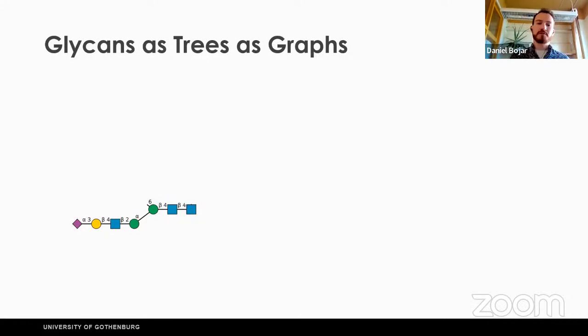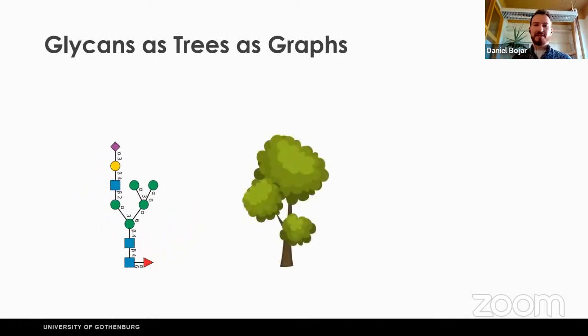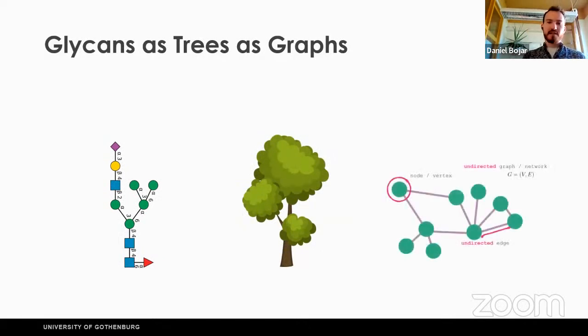They use natural language processing-based models predominantly to analyze the sequences. But glycans, as I mentioned, are not linear. They cannot be treated as left to right text. They are branched sequences. They are non-linear. So if you do the mental model, they are basically like trees. And trees are just a special case of graphs. They are graphs that never close in on themselves again.